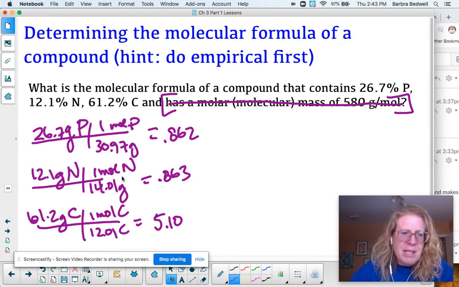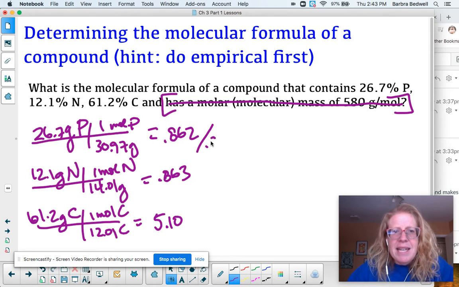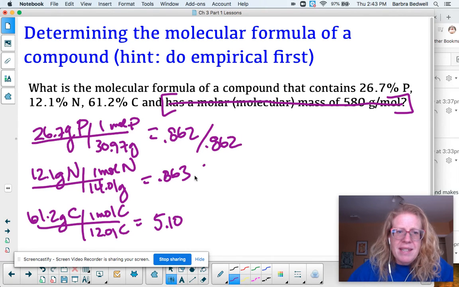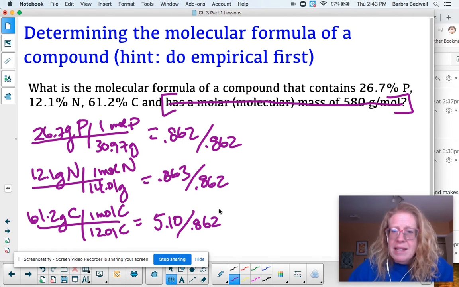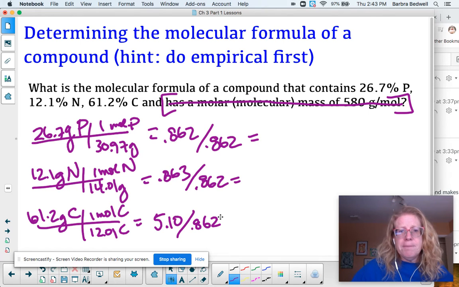I'm trying to keep 3 sig figs as I'm doing these, and they tend to end up working themselves out. Because again, these are not final answers, so I don't quite have to worry about it the same way as if I'm rounding a final product.